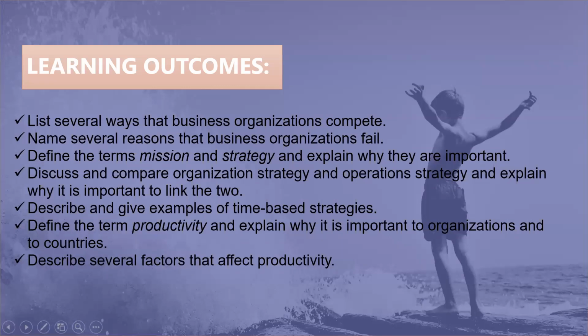So for our learning outcomes: there are several ways that a business organization competes. Name several reasons that businesses fail. Define the terms mission and strategy, and explain why they are important. Discuss and compare organization strategy and operation strategy, explain why it is important, and link the two.